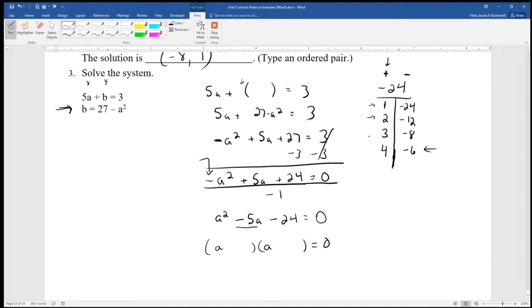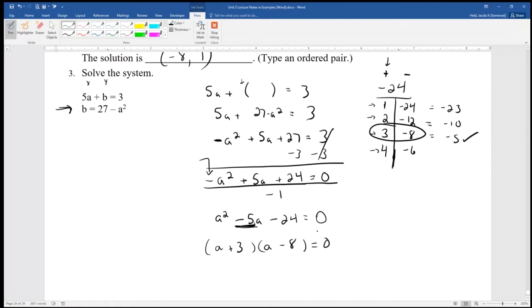So now I need to look at my rows and see which pair of factors adds to -5, because that's my middle number. So 1 plus -24 is -23. 2 plus -12 is -10. 3 plus -8 is -5. That's the one I want. So that is my option. So a +3 and a -8 are the constants within my factors here.